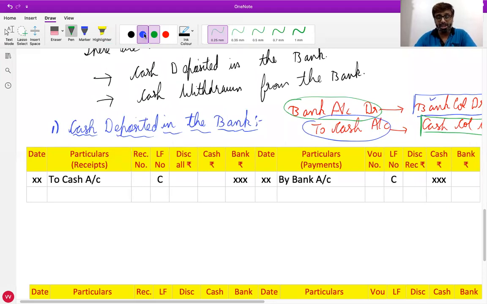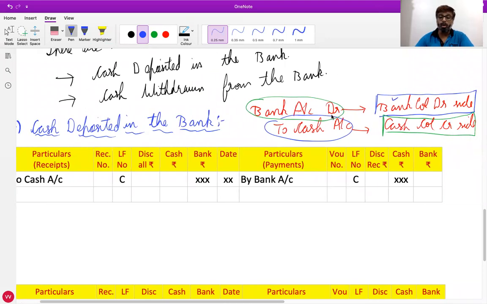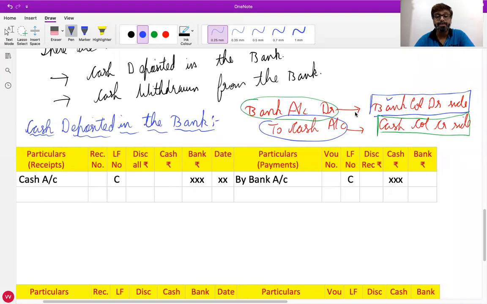What is the journal entry when cash is deposited in the bank? Bank is the receiver, debit the receiver, so bank account debit. Cash goes out, credit what goes out, so to cash account.